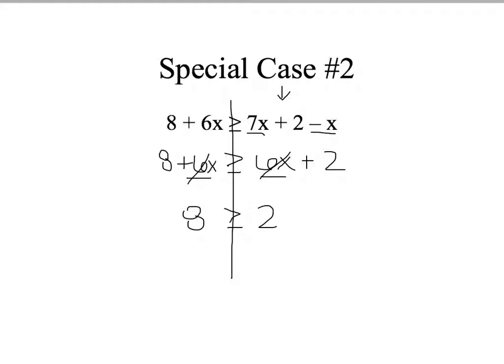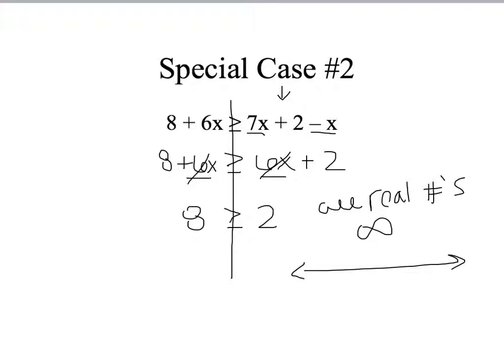And that's always true. So that means my solution would be all real numbers, or we could say infinity. If I were to graph this, I would just shade in the entire number line because it goes the entire way. Covers every single number.